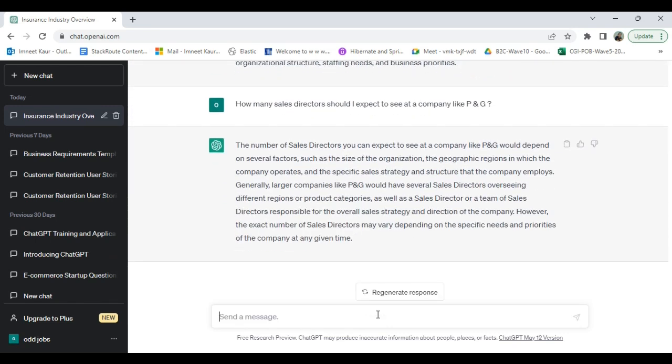So again, it is not trained in this area, therefore it has given us that it would depend on several factors like size of the organization, geographic regions in which the company operates, and the specific sales strategy and structure that the company employs. So well, that's it for the sales domain. We can see for doing domain analysis, ChatGPT has been a very helpful tool and gives us a lot of information in quick amount of time.